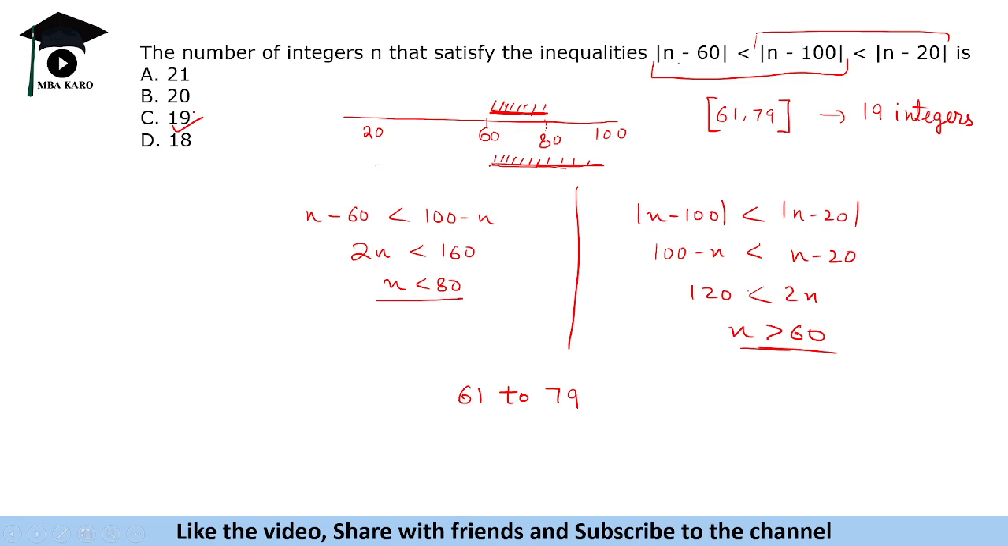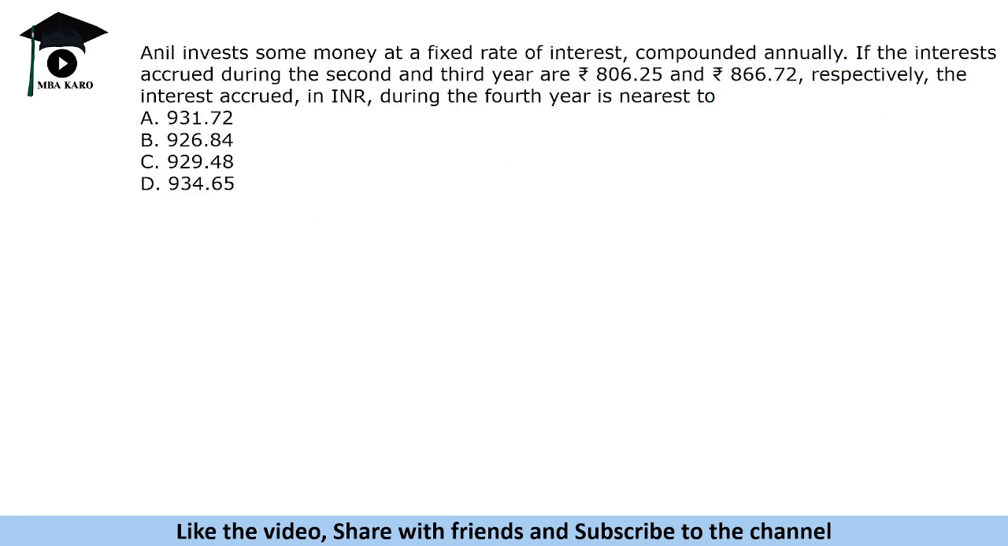Okay. All right. Next question. Anil invests some money at a fixed rate of interest compounded annually. If the interest accrued during the second and third year are 806.25 and 866.72 respectively, the interest accrued during the fourth year is nearest to.